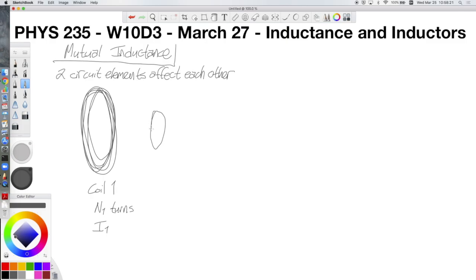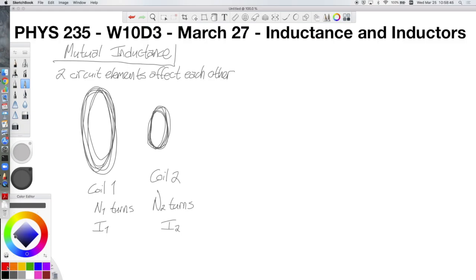Then we're going to put this next to another coil of wire. We're going to call this one coil 2, and we're going to say it has N2 turns and a current flowing in it that is I2. So here's the basic idea of how this all works.